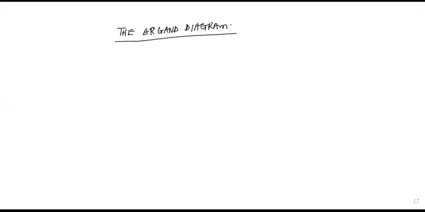This is our second lesson on complex numbers, and today we're going to look at the Argand diagram. Like the way you plot other graphs, an Argand diagram is a plot that shows a complex number. So this is the graphical representation of a complex number.